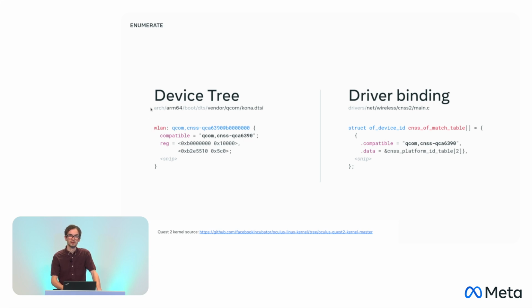The first thing I always go to when I'm trying to enumerate firmware and I have kernel source code is I go to the device tree. That's this arch boot DTS directory. This part's gonna differ based on the architecture, but this part will always be the same. And then you can go in, find the vendor you want. The Quest 2 uses a Qualcomm chipset, so you go to QCOM here. And then kona.dtsi in this case is the code name of the chip. And sometimes you just have to search around until you find something that looks like your device.